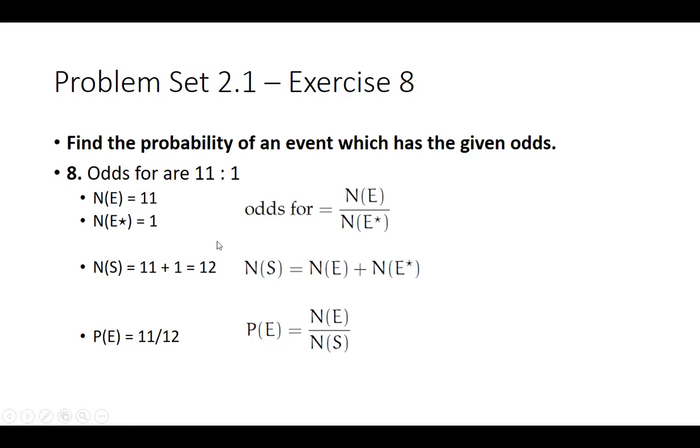Number 8, the odds for are 11 to 1. Again, odds for is NE over NE star. That means NE must be 11, NE star must be 1. Add those together to get NS. NS is 11 plus 1, NS is 12. And the probability would be NE over NS. That would be 11 over 12, 11/12.